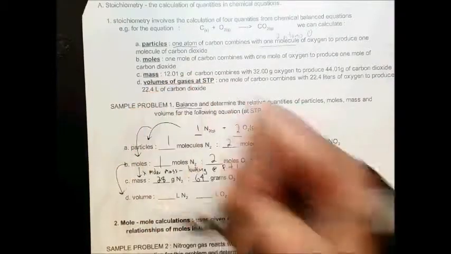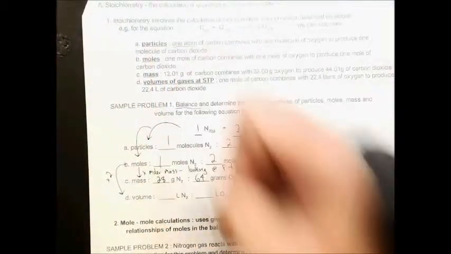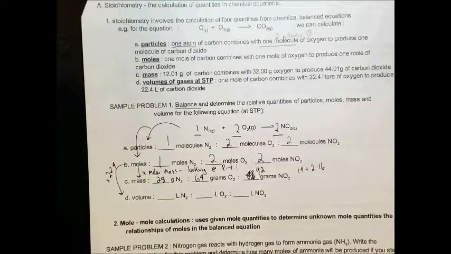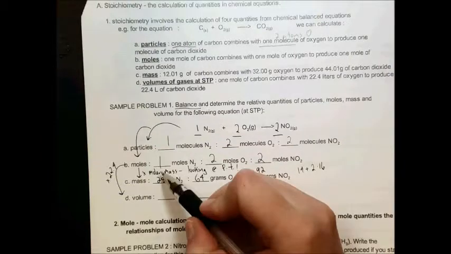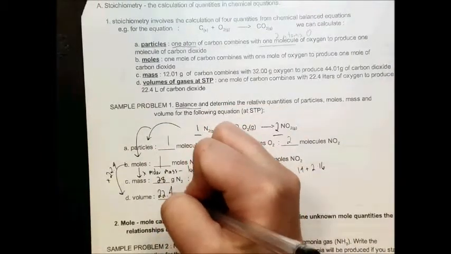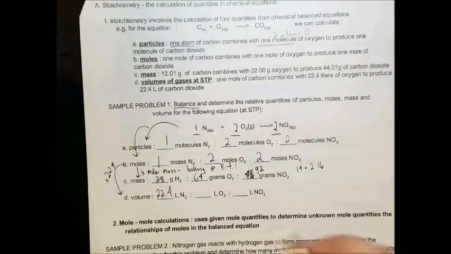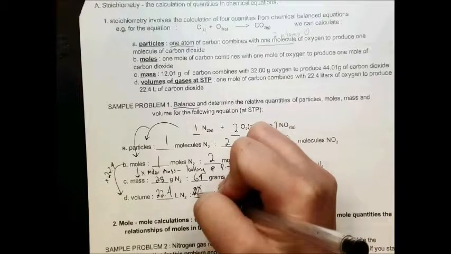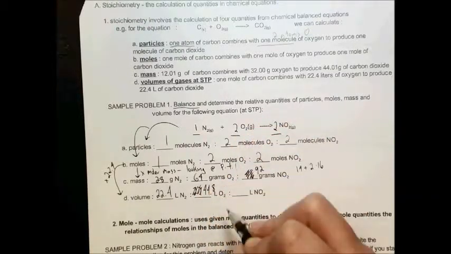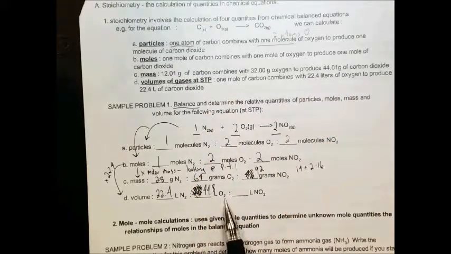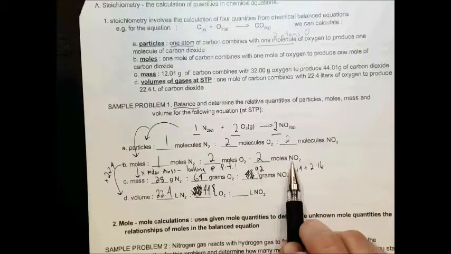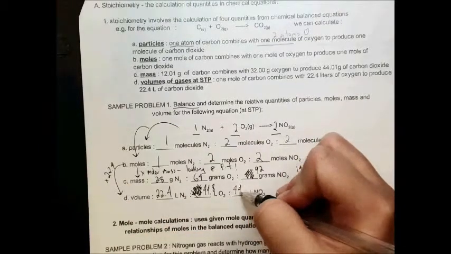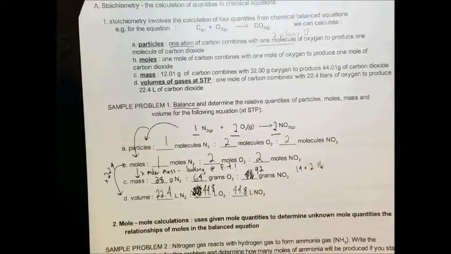Last, to go from moles to volume, I'm going to multiply not by the molar mass like I did before, but by 22.4 liters. So 1 mole has 22.4 liters, which means 1 times 22.4 is just 22.4 liters of nitrogen. 2 multiplied by 22.4 becomes 44.8 liters of O2, and then if I have 2 moles of NO2 and I multiply that by 22.4, I would get, again, 44.8 liters of NO2.